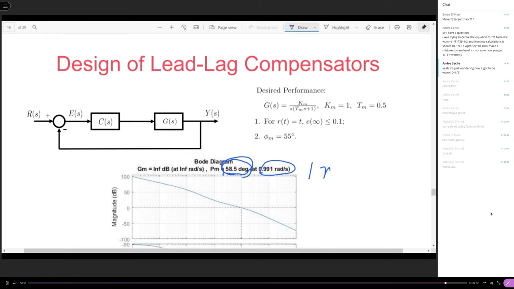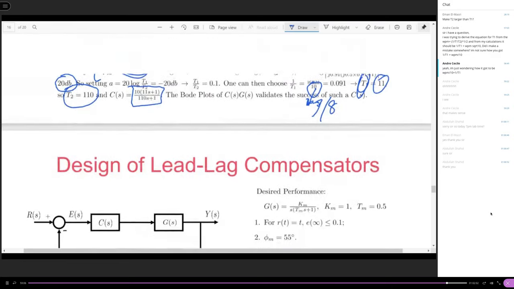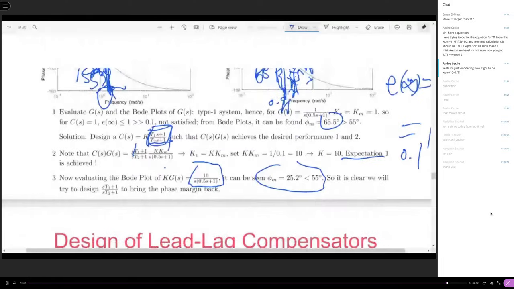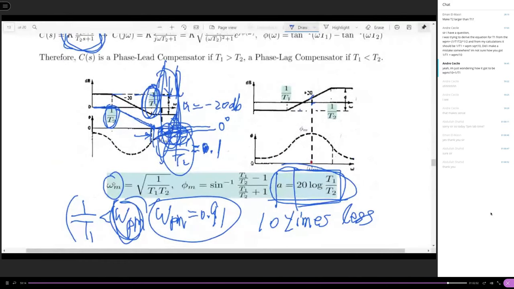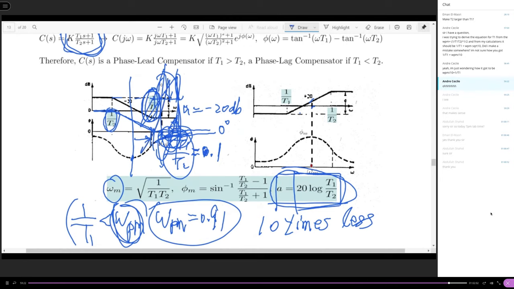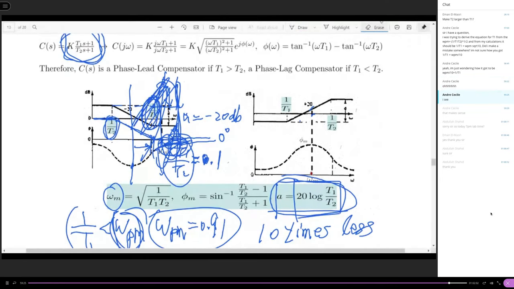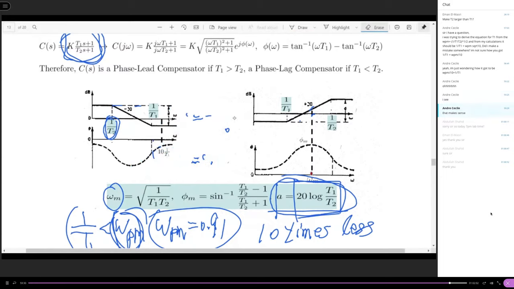The formula you're using, the square root of T1 T2, is here. See, this is the peak frequency. As I said, when I'm talking about a phase lag design, I actually do not want the phase margin to be at this frequency. So you cannot use this formula. You see what I mean? You got it?